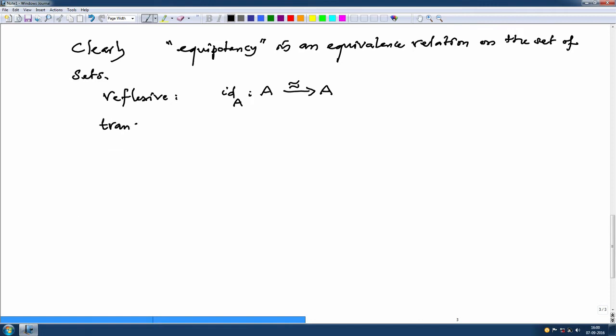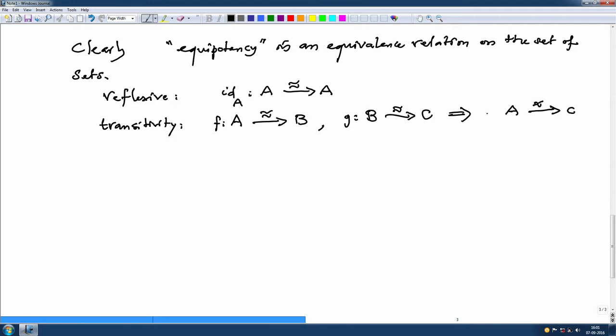Transitivity: if A is equipotent to B, that means there is a bijection from A to B, let us call it F. There is a bijection G from B to C. Then we need a bijection from A to C, but you can take the composition G compose F. Bijective composition of two bijective maps is bijective. So, this shows that equipotency is a transitive relation.